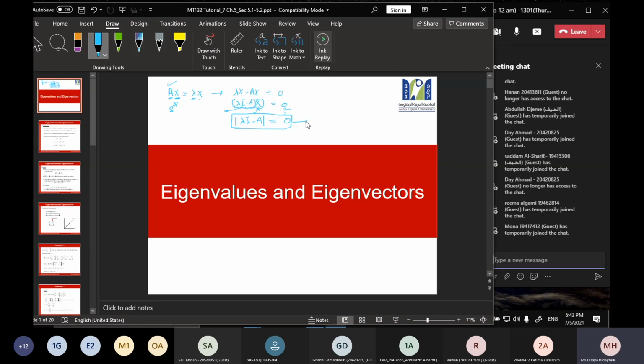This we call the characteristic equation. We need this characteristic equation to find lambda. That is, you're going to find an equation in terms of lambda, and when you solve this equation, you're going to find the lambdas, which are your eigenvalues.